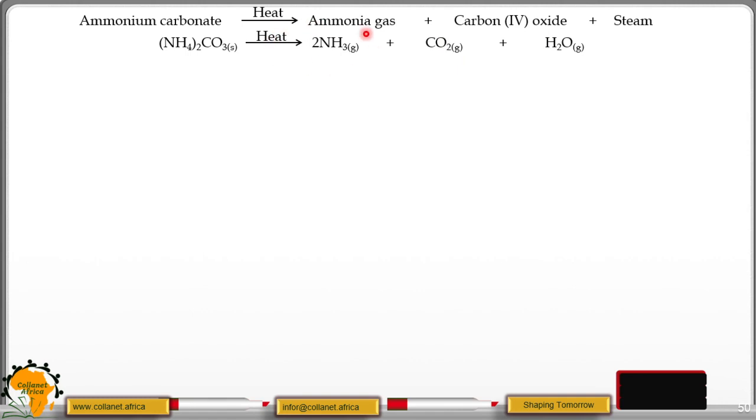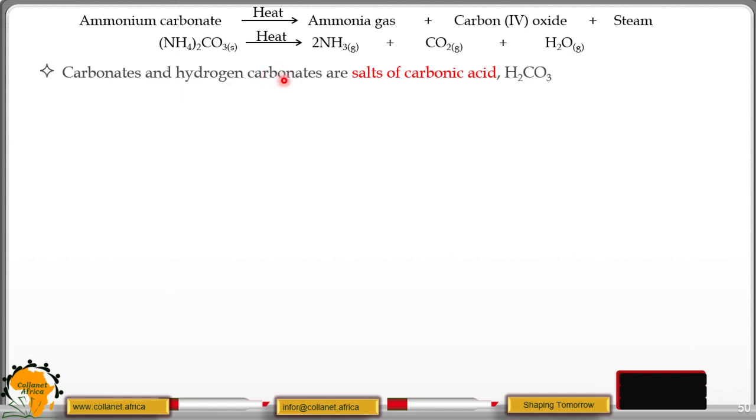You can test this gas by introducing a red litmus paper, a moist litmus paper. It has to be moist. If you introduce a moist red litmus paper, it's going to change to blue, since ammonia gas is basic. Carbon 4 oxide is tested by bubbling it in calcium hydroxide solution. It's going to form a white precipitate. Water can be tested using anhydrous cobalt chloride or anhydrous copper sulfate.